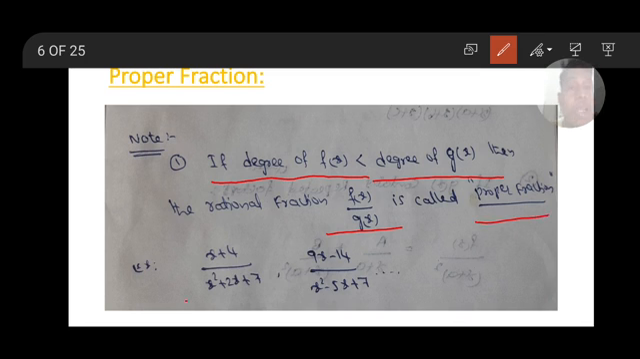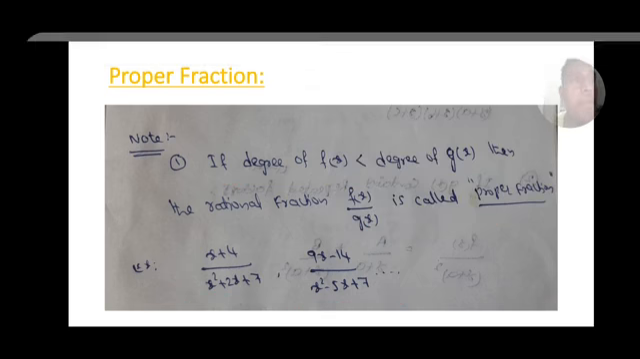For example, x plus 4 by x square plus 2x plus 7. Here the degree of numerator is 1 and the degree of denominator is 2. Therefore, it is a proper fraction. In the second example, 9x minus 14 by x square minus 5x plus 7, the numerator degree is 1 and the denominator degree is 2. The numerator degree is less than the degree of denominator, therefore it is also a proper fraction. These are examples of proper fractions.